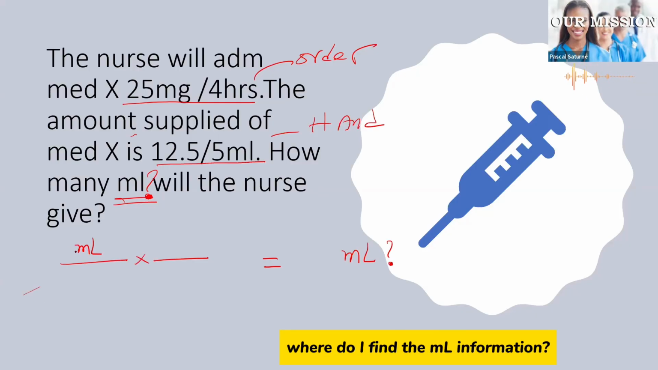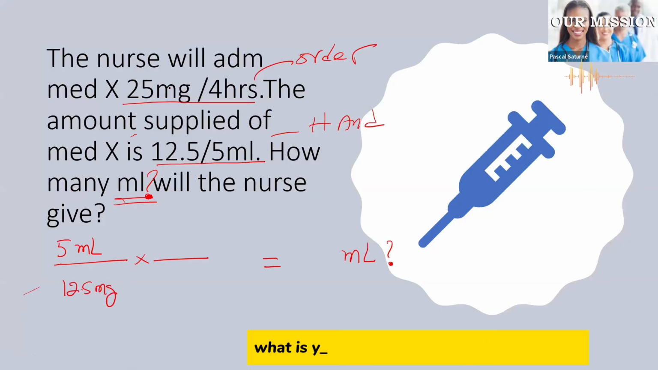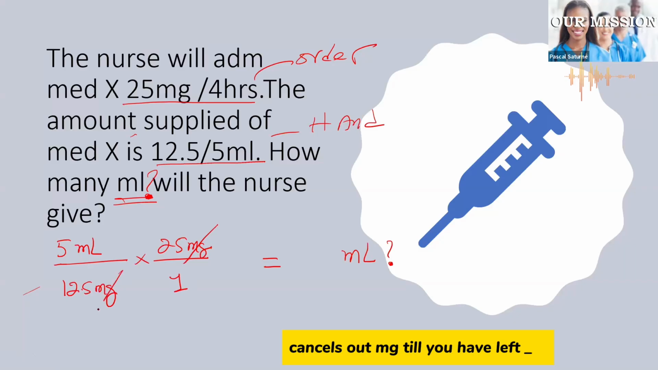Where do I find the milliliter information? It tells you for every 5 ml, you got 12.5 milligram in it. What is your order? Your order is to give 25 milligram, right? Milligram cancel out milligram till you have left milliliter, which is exactly what you're looking for. If you multiply 5 times 25 and then 12.5 times 1 and you divide everything out, it will give you 10 milliliter. You have to give 10 milliliter.